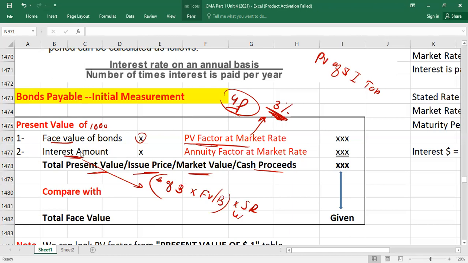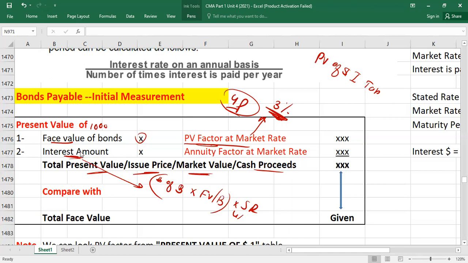Understanding? Annuity factor. How will I look up the annuity factor? Again at the market rate. Market rate again, how much percentage? Market rate is 3%, that is my example. I will simply go to the present value of ordinary annuity table. I will look at which percentage? 3% for how many periods? 4 periods. I will pick the value from there. Right? And I will multiply, I will get 2 values. So this is going to be your total present value.